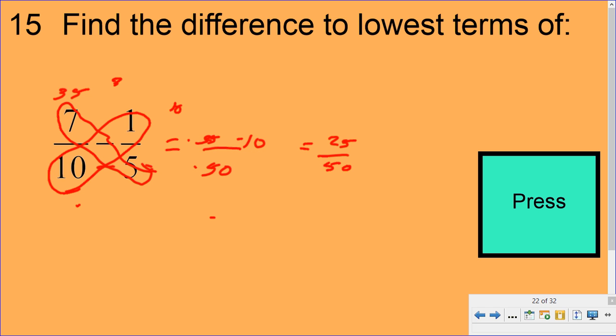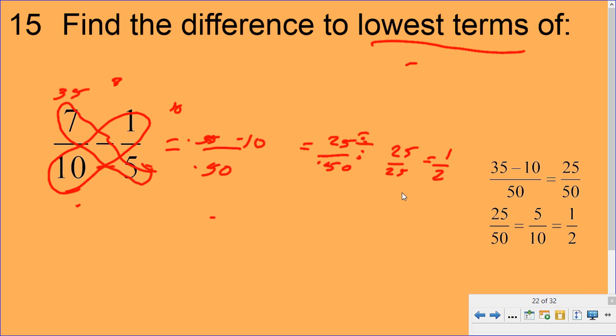Now it says get it down to the lowest terms, so I have to reduce this. So if I divide both of these by 25, 25 divided by 25, and 50 divided by 25 will give me 1/2. So my answer is going to be, to the lowest terms, 1/2.